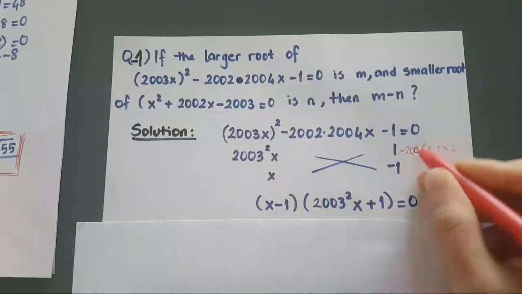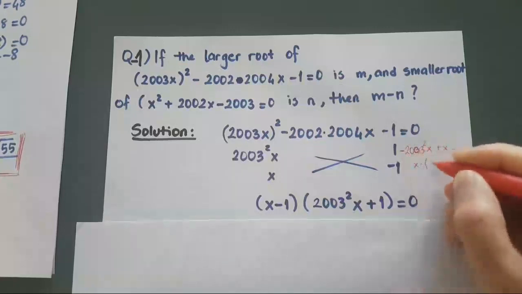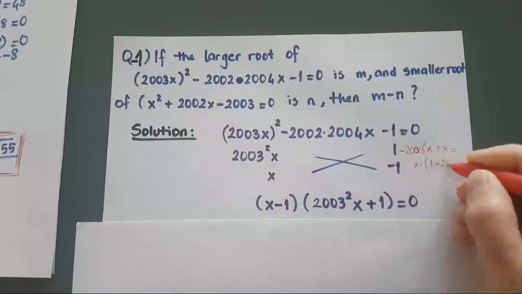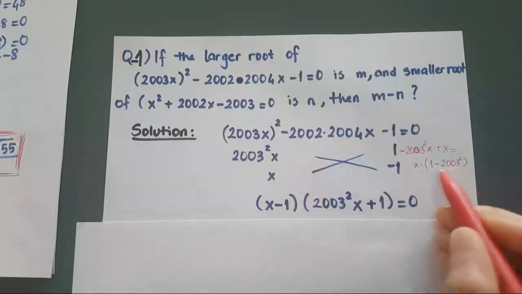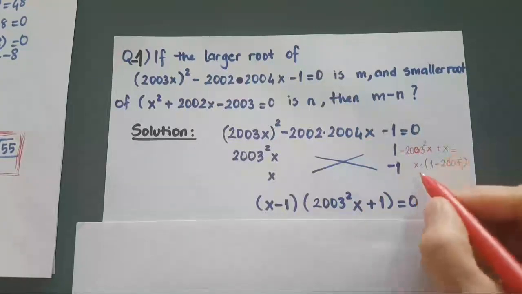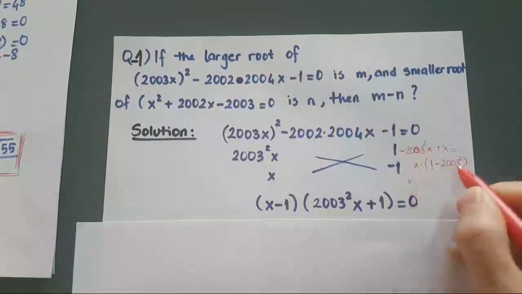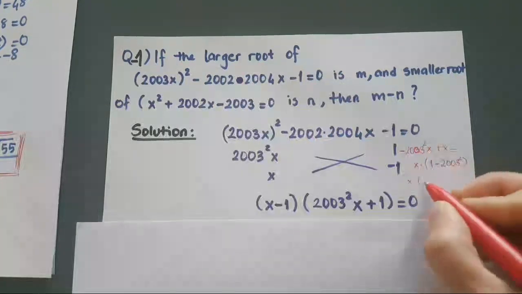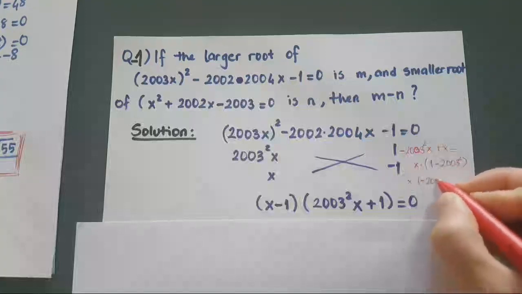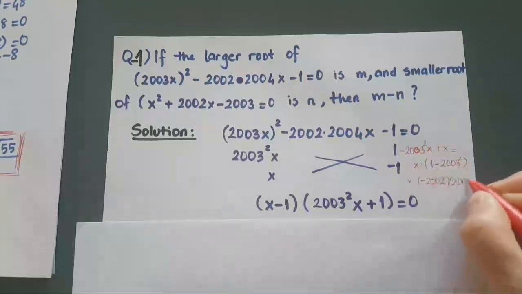Let me take x out of the brackets. We will get 1 minus 2003 squared. So is it a difference of two squares? Yes, it is. So x times the difference of 1 and 2003, which is minus 2002, and the sum will be 2004.